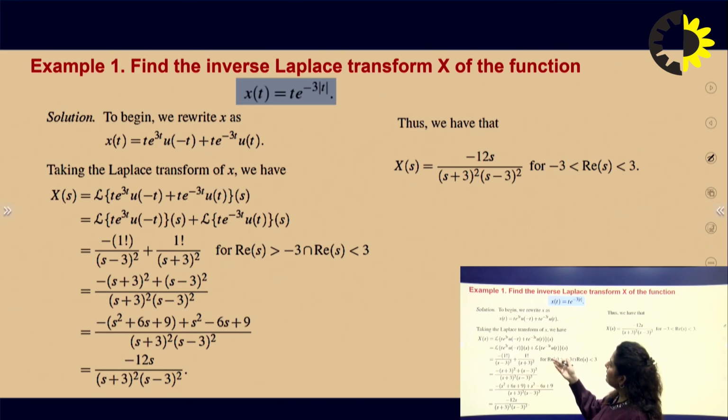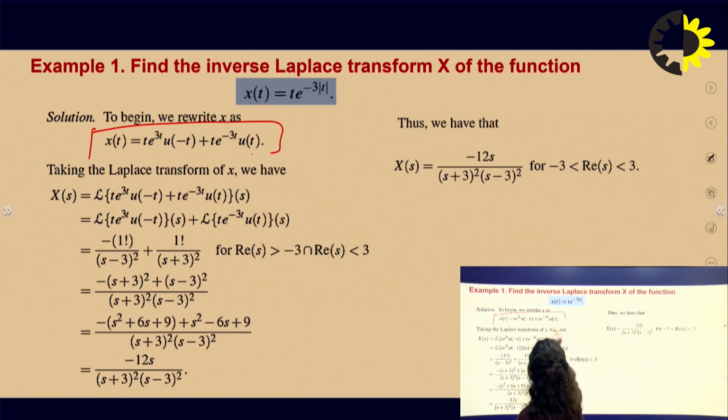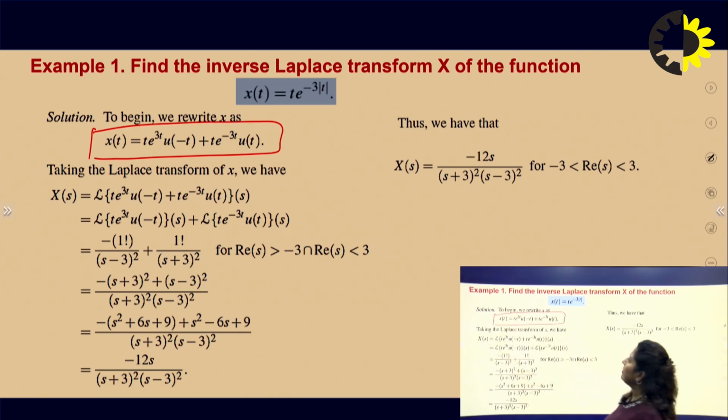In the same way as the last question, we rewrite the expression. So in the same way we rewrite the expression here: t e to the power 3t u of minus t plus t e to the power minus 3t u(t). Again taking the Laplace transform, we have the form that is minus 12s upon (s plus 3) whole square or (s minus 3) whole square.